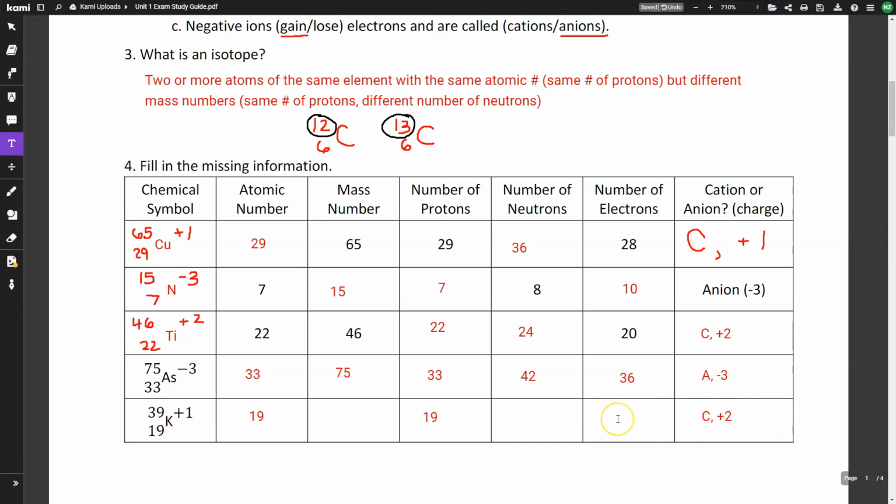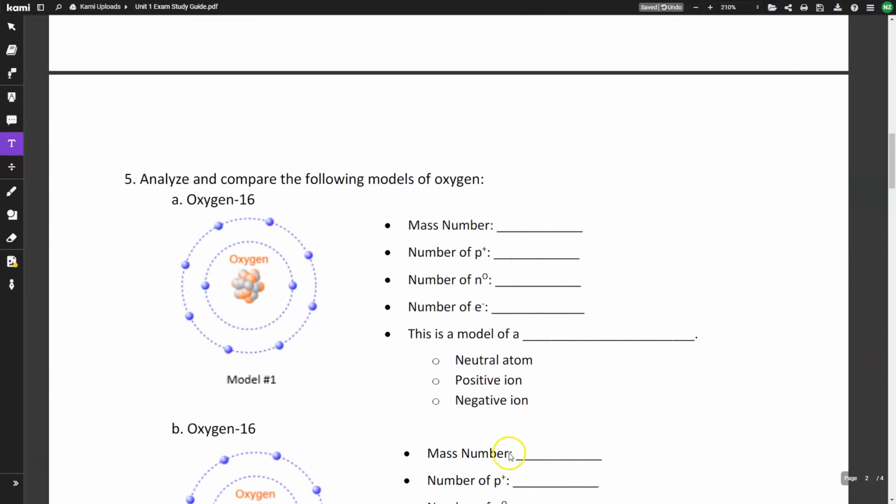+2 means we have 2 more protons than electrons, so that'll be 17 because we have 2 more protons than electrons. Mass number is 39. To get the neutrons, we can subtract. So if we know the mass number, we can subtract the protons, and that'll give us the neutrons, which are 20. All right, moving right along.